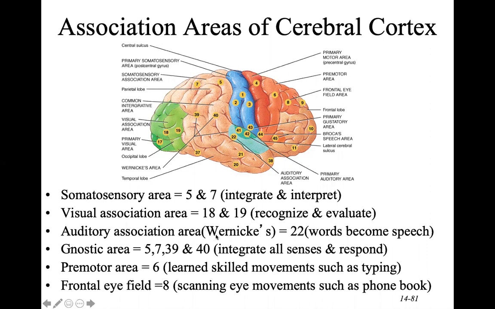The auditory association area, Wernicke's area, which is number 22, right here near that temporal lobe. This area allows you to hear words and to understand what they mean in terms of speech. Do you understand what someone is saying? That is the Wernicke's area. It gives words their meaning.